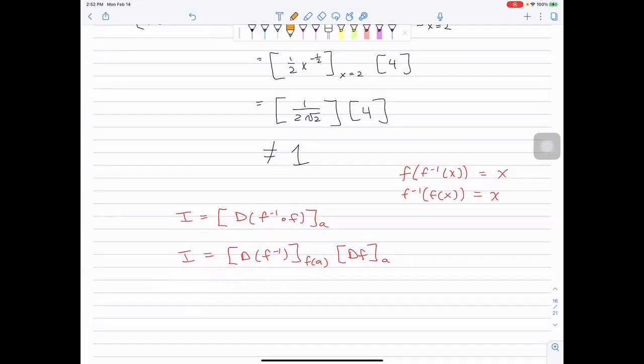Okay, and since this equals the identity, if we took the inverse of both sides, we get our exact formula for the inverse. And this is how we got our formula for why both of these are equal. Any questions on that?